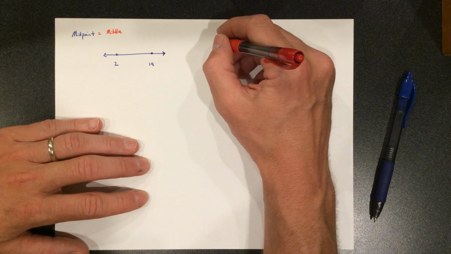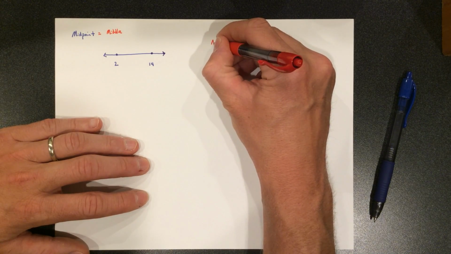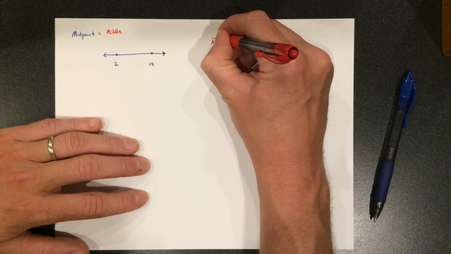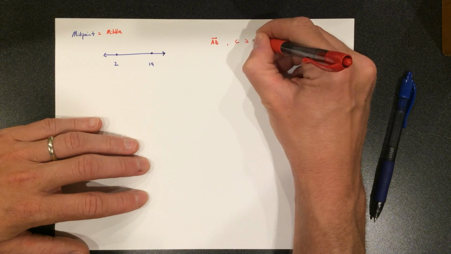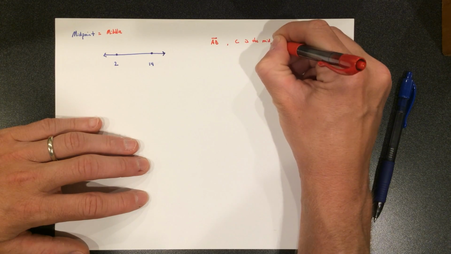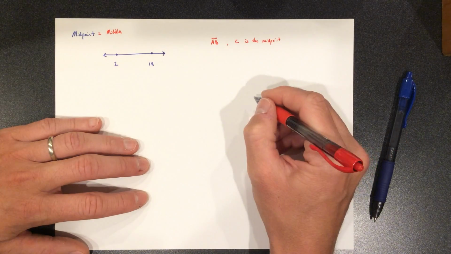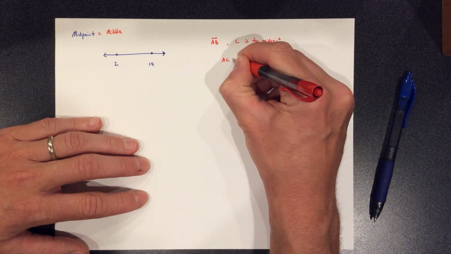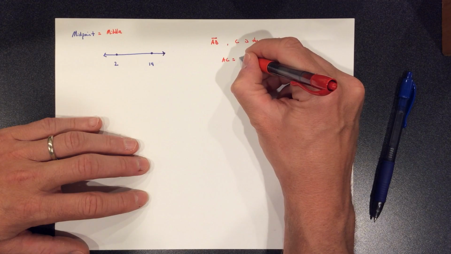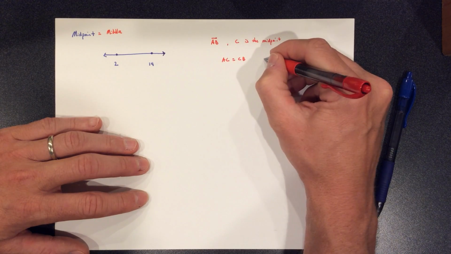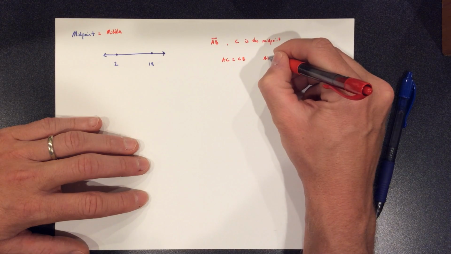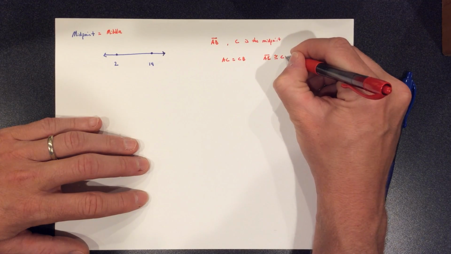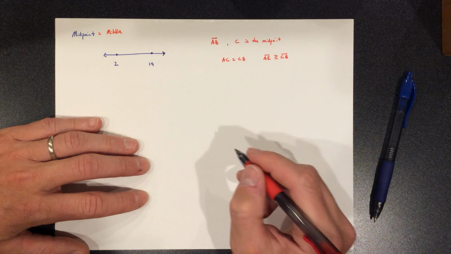So let's say that mathematically. Let's say I had a line segment AB, and C is the midpoint. What can you say using some solid notation? Well, if C is the midpoint of AB, then length AC equals length CB, which is to say that line segment AC is congruent to line segment CB. Okay, it's in the middle.